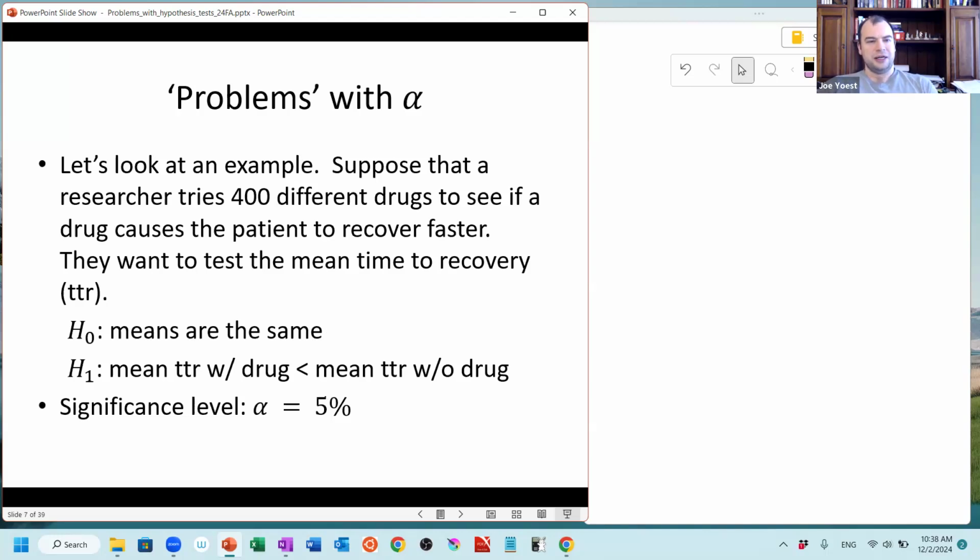So let's take a look at an example. Suppose that a researcher tries 400 different drugs to see if a drug causes a patient to recover faster, and we'll assume these are essentially randomly chosen. They want to test the mean time to recovery. The null is that the means are the same. The alternative is the mean time to recovery with the drug is less than the mean time to recovery without the drug. Our significance level will be 5%.